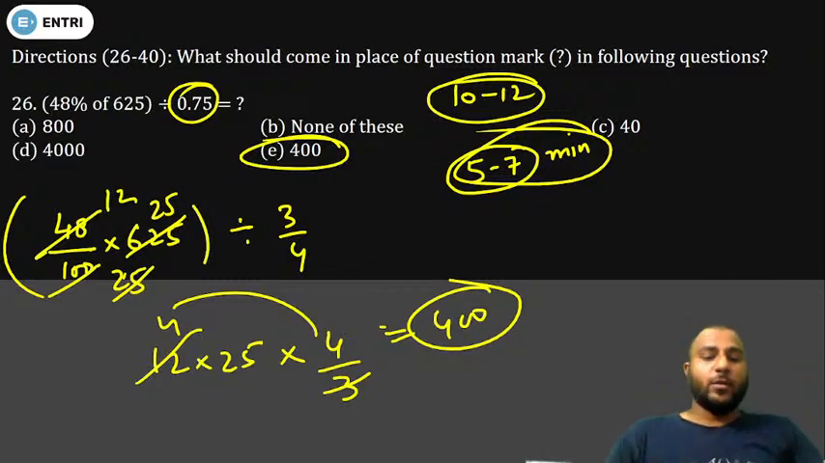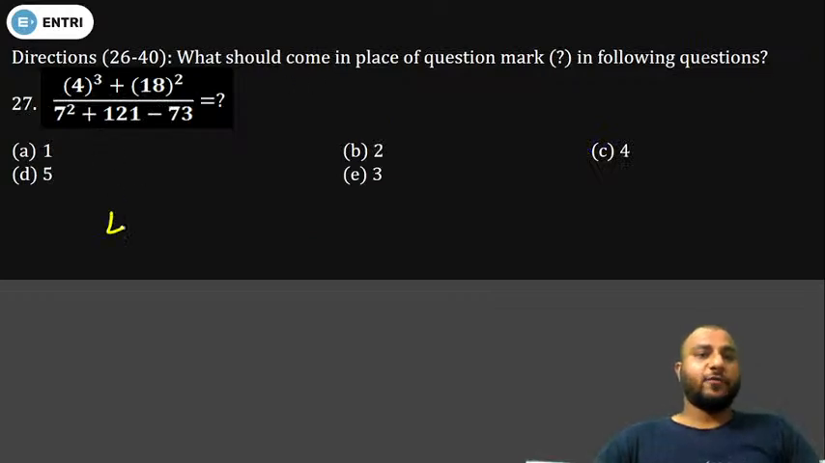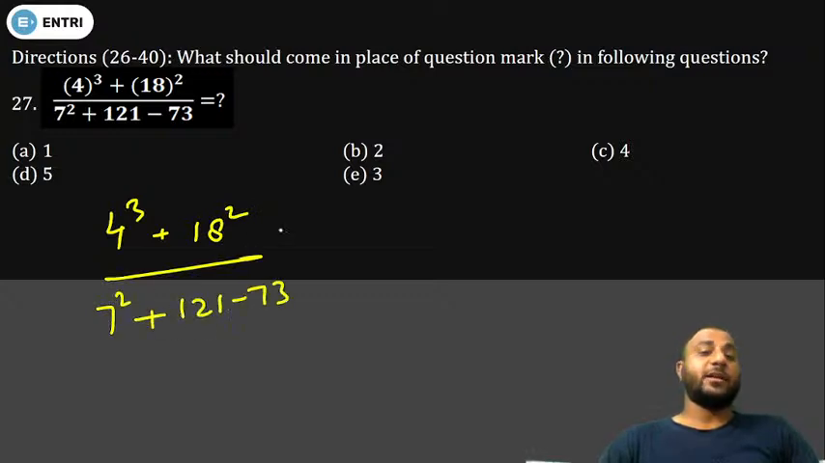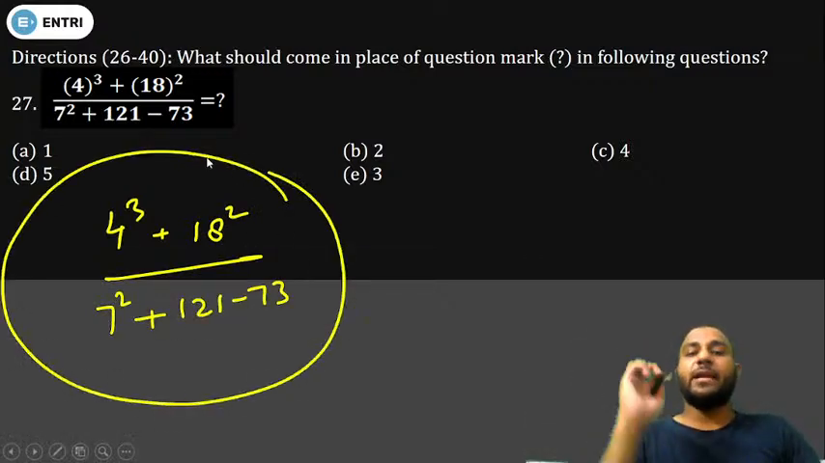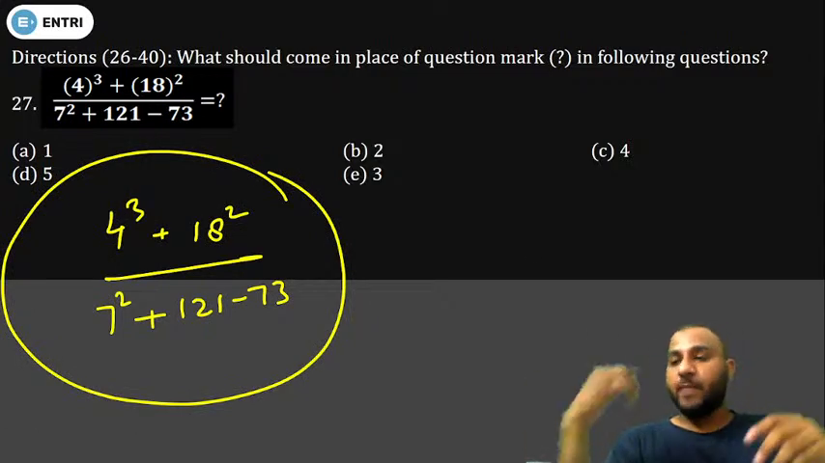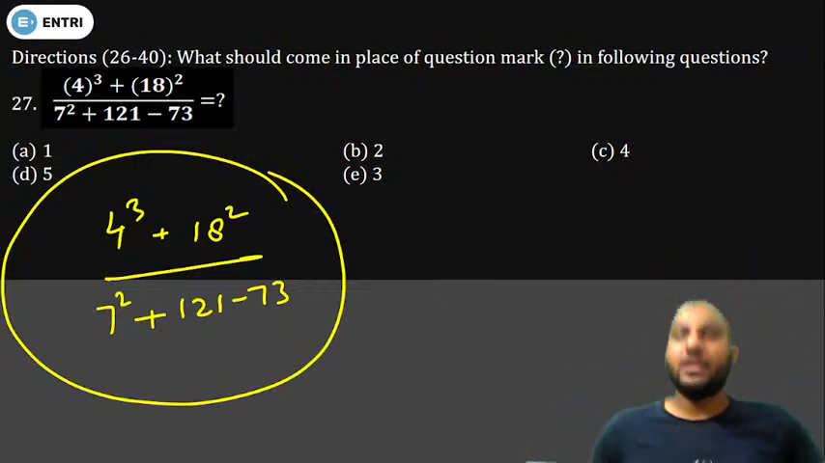Alright, let's move on to the next question. Again, look at this, 4 cube plus 18 square divided by 7 square plus 121 minus 73. We don't have to write the whole question. The more you can do the calculation in your mind, the more it will become easier.